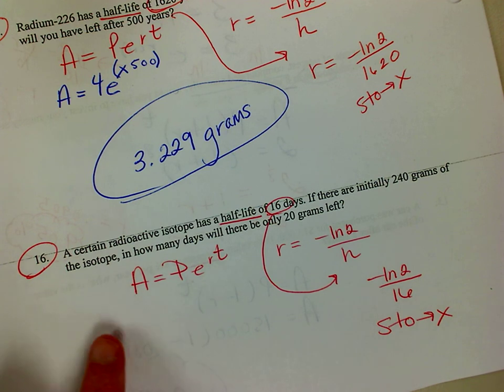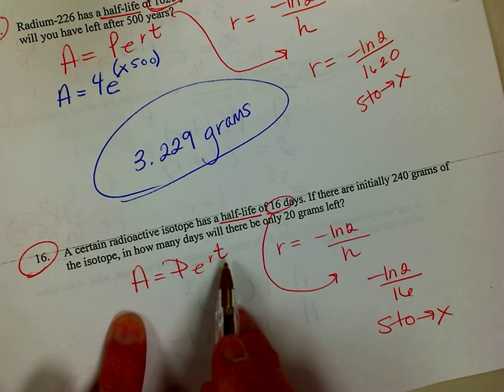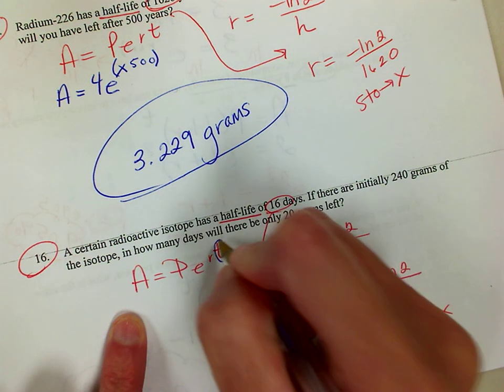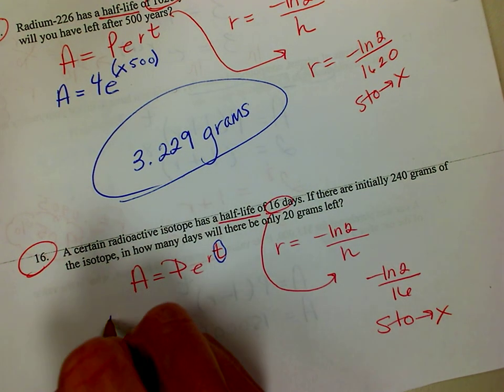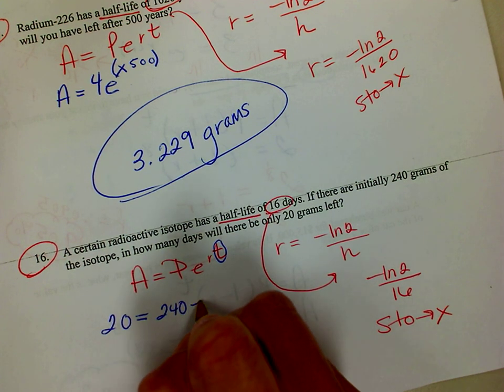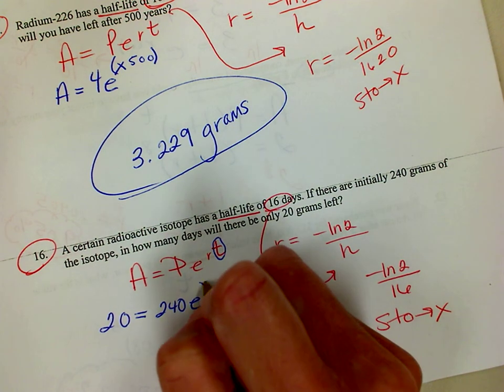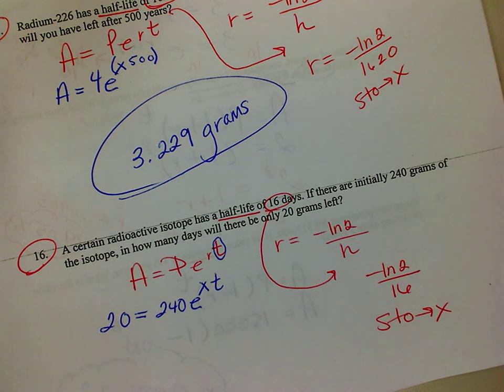Okay, now I'm going to come over here. This time I want to know how many days. I'm trying to solve for t in this problem. My ending amount was 20. My initial amount was 240. e is just a number. Rate is x, stored in our calculator. And then I don't know what t is.